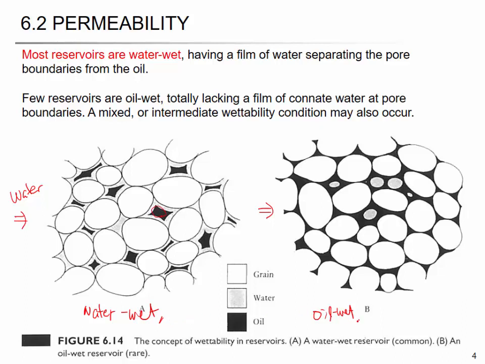In most of the quartz dominant or sandstone reservoirs, the water wet condition is dominant, and a carbonate reservoir could be a mixed wet case. So you may have a mixed condition with the water wet and the oil wet condition, or the oil wet may be more dominant than the water wet condition.